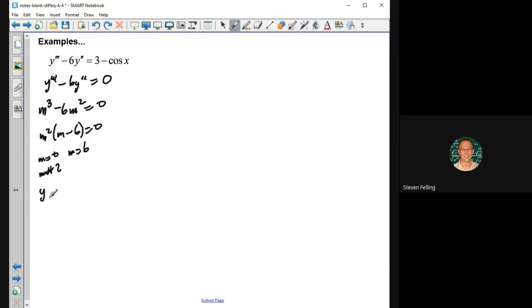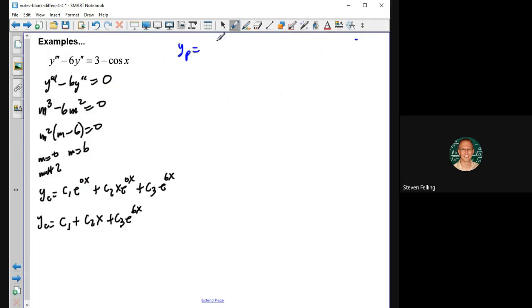It's going to be some constant times e to the 0x, plus, because there's a second multiplicity, c2 times x e to the 0x, right? Plus this term here, c3 times e to the 6x. But e to the 0x is 1, so really we have some constant plus c2 times x plus c3 times e to the 6x. Okay, so there is my general solution, or my yc for the corresponding homogeneous equation. Now we'll guess a form for yp from the table.